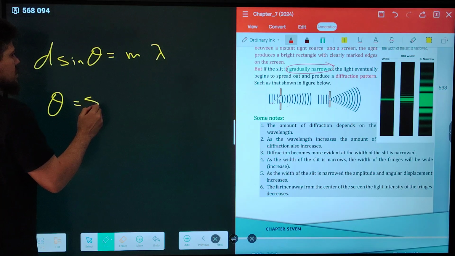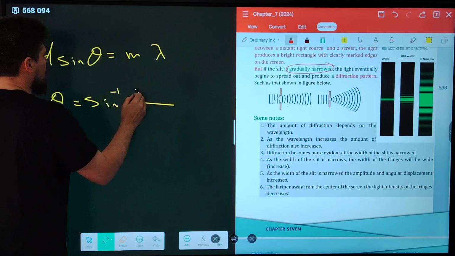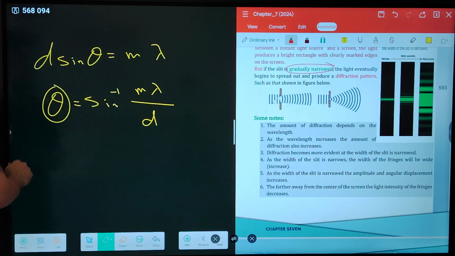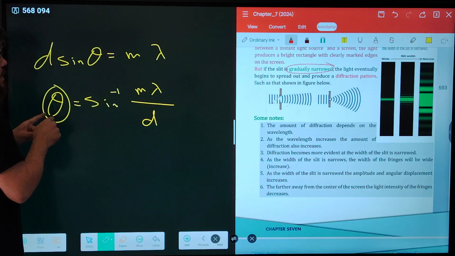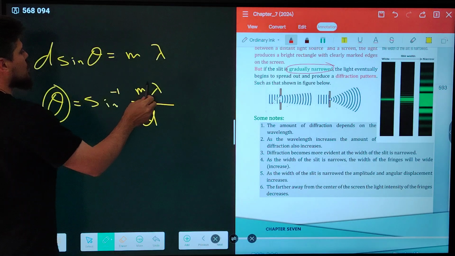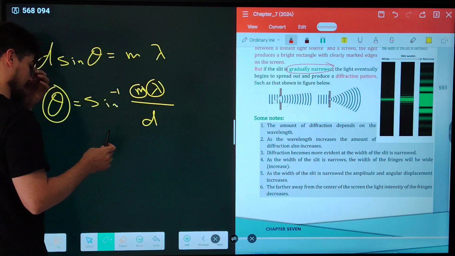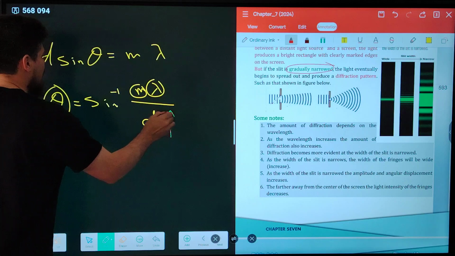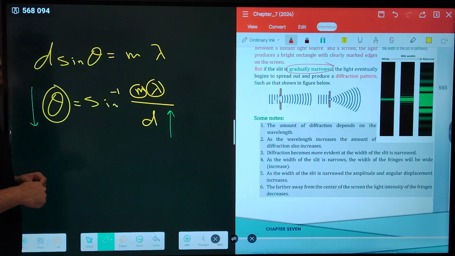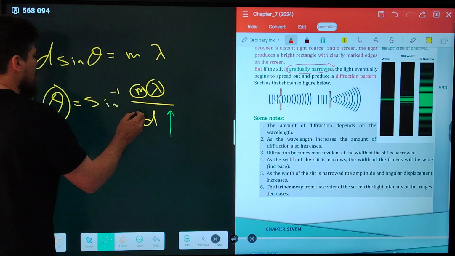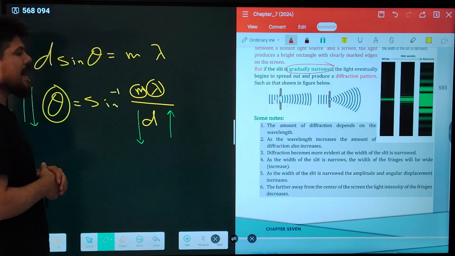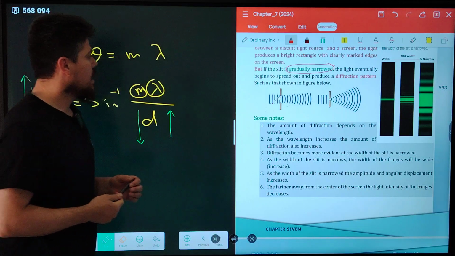Theta is equal to what? Sine inverse m lambda over d. Guys, this is the angle of diffraction. What is the relation between angle of diffraction and the distance between the slits? It is inversely proportional at constant order number and wavelength, okay? More distance, less angle of diffraction, and the bright pattern becomes narrowed. But less distance, the pattern becomes wider and the angle of diffraction increases.